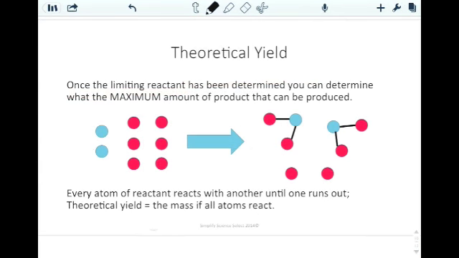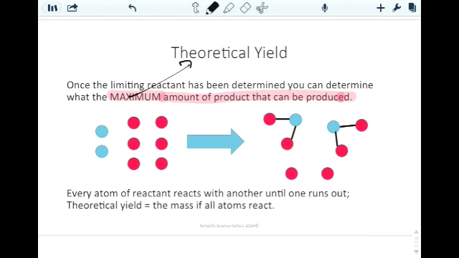So let's talk a little bit more about limiting reactant and specifically how we use it in the theoretical yield. Now, we need to know what is limiting because we need to know how much we can produce. Once the limiting reactant has been determined, you can determine the maximum amount of product that can be produced. That is the definition of your theoretical yield. We cannot produce any more than the limiting reactant lets us. So that's why we have to figure out what the limiting reactant is, and then we're able to calculate the theoretical yield.